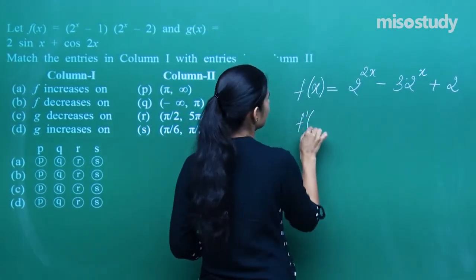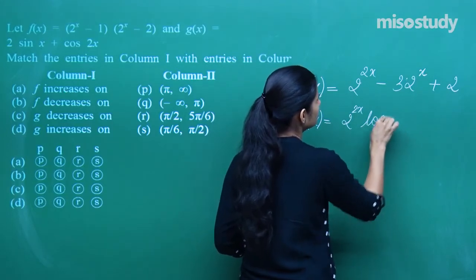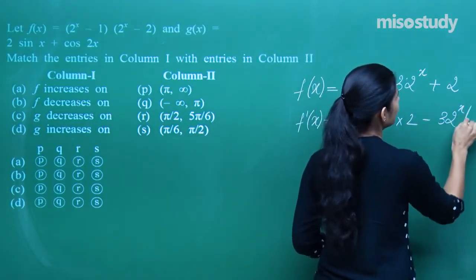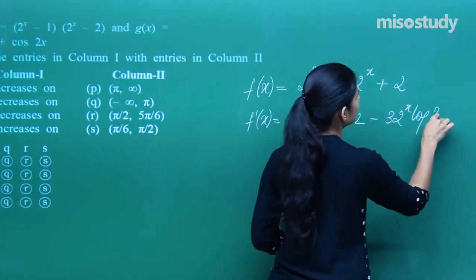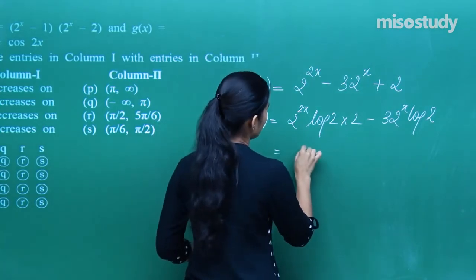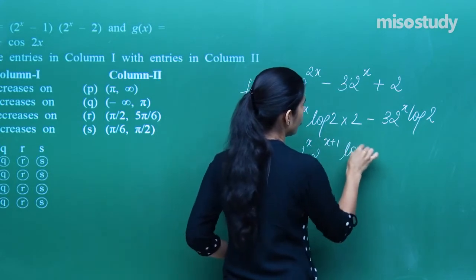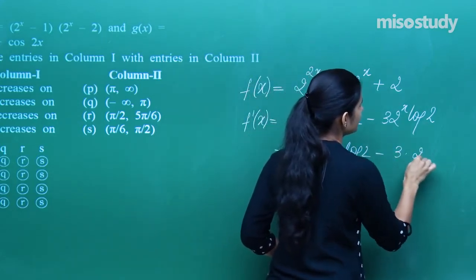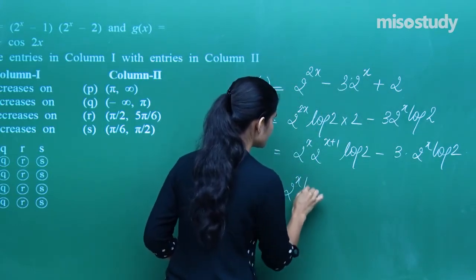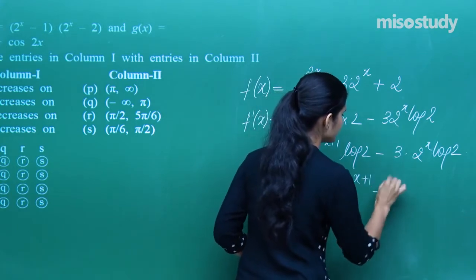So f dash x therefore becomes 2 to the power 2x into log 2 into 2 minus 3 into 2 to the power x into log 2 plus 0. So from here, now I can write this as 2 to the power x into 2 to the power x plus 1 log 2 minus 3 times 2 to the power x log 2. So 2 to the power x log 2 comes out. You are left with 2 to the power x plus 1 minus 3.